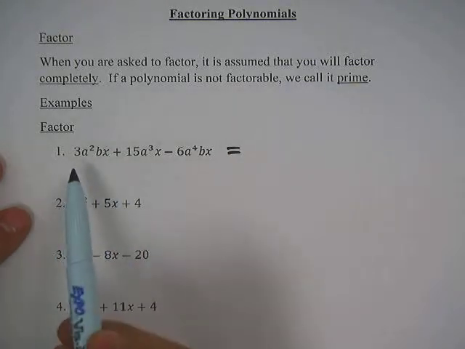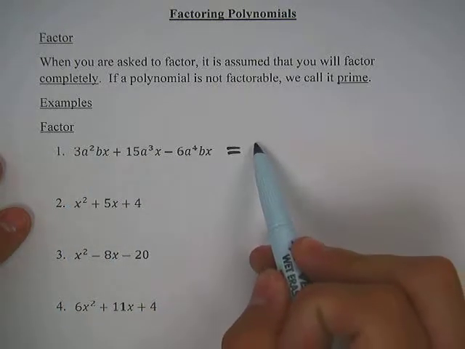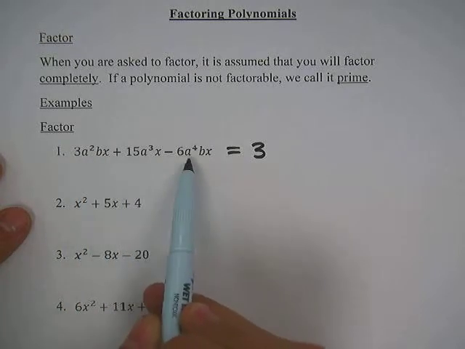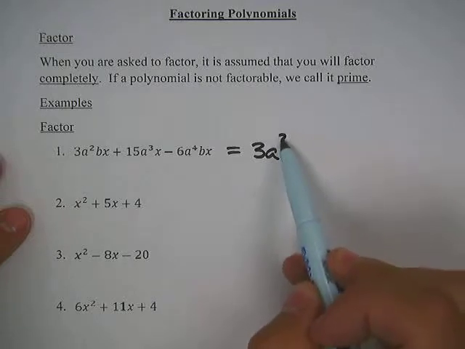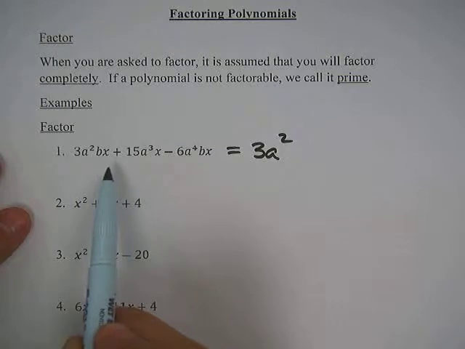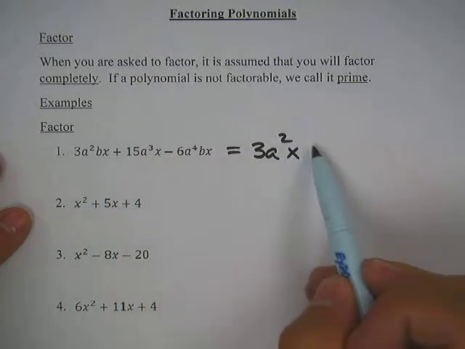So as I look at this, I notice that in terms of the coefficients, 3, 15, and 6, I can factor out a 3. Now with my variables, I notice they all have a's, and they have at least a squared, so I'm going to take that out. Now b's, they don't all have b's, so I can't take a b out. And they all have an x, so I'm going to take an x out.